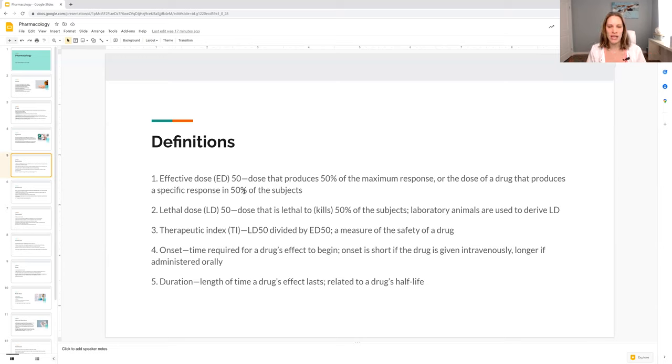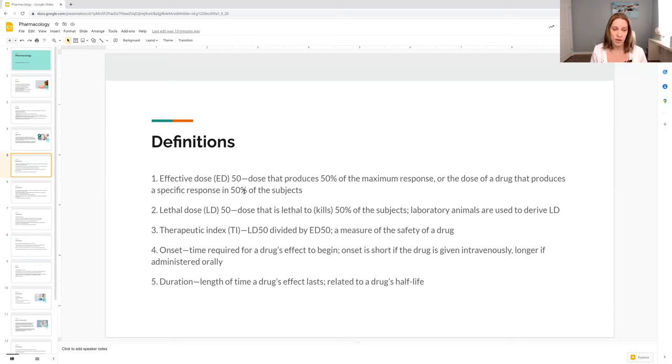This is super confusing. I'm just going to move on. But no, really think about it. So the effective dose, I'm going to read the first part again. It produces 50% of the maximum response, or the dose of the drug that produces a specific response in 50% of the subjects. So basically, it works 50% of the time, and the maximum response you expect to get is only going to be half of that. So these are the calculations you need to figure out, and I help you with that.